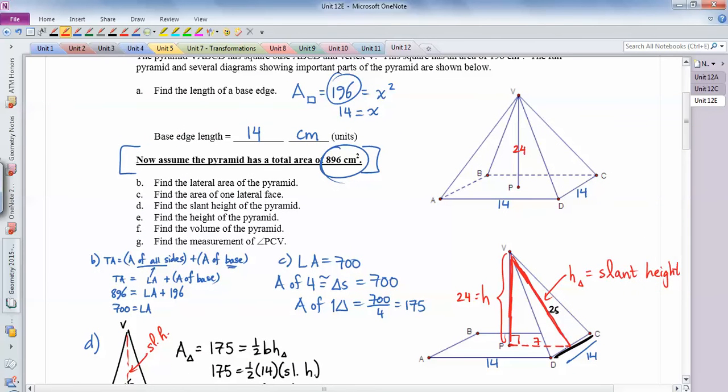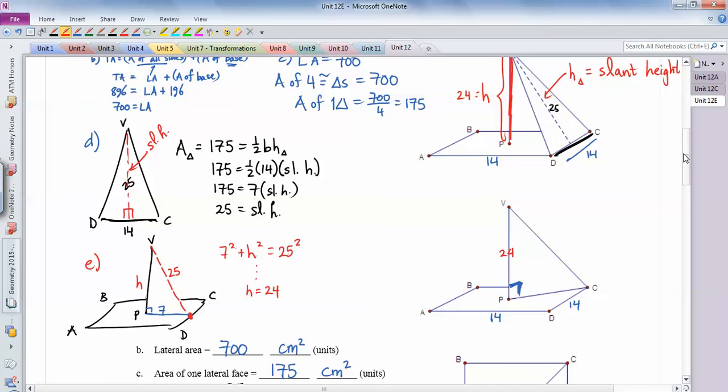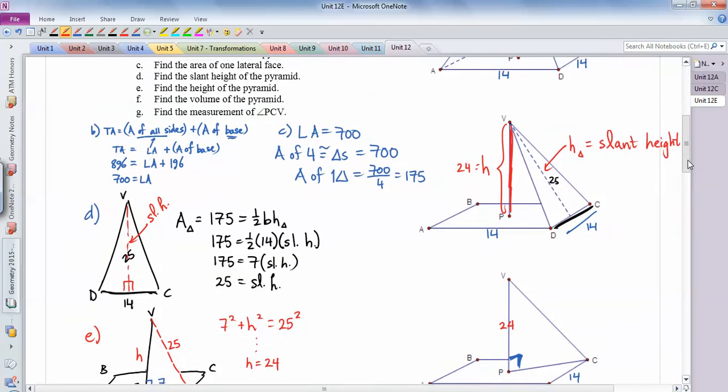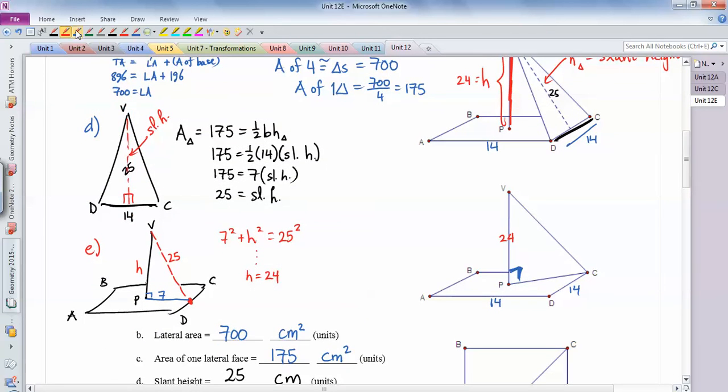Okay. In fact, I don't actually need this part because I already have it in my separate diagram down here. Okay, let's take a look at F. Find the volume of the pyramid. On the previous homework assignment, we learned that the volume of a pyramid is the same as the volume of a prism, except you just have to multiply it by 1/3. So it's 1/3 the area of the base times the height of the pyramid.